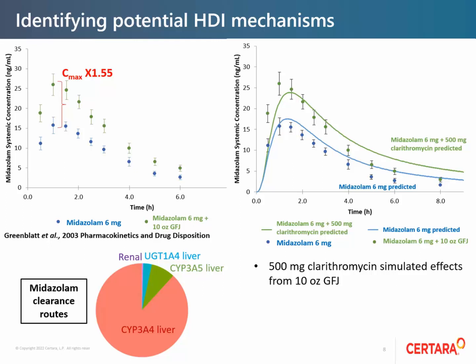When this PK profile was overlaid over the effects from 500 milligrams of clarithromycin, you can see that clarithromycin actually does recover the extent of the grapefruit juice herb-drug interaction quite well. So by doing this exercise, we can start to narrow down the mechanism by which grapefruit juice induces interactions. Knowing that midazolam is primarily cleared by CYP3A enzymes, as you can see here, and also knowing that clarithromycin is a moderately potent inhibitor of CYP3A enzymes, we start to suspect that grapefruit juice is a similarly moderately potent inhibitor of CYP3A metabolizing enzymes.